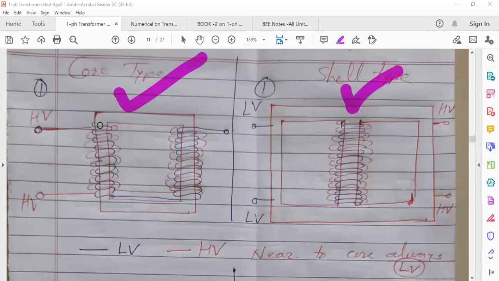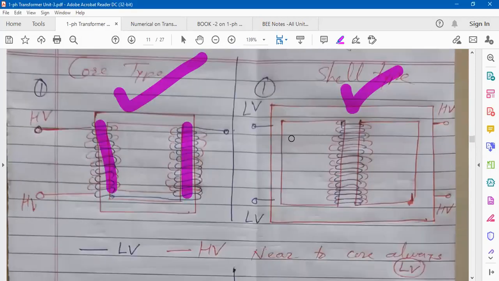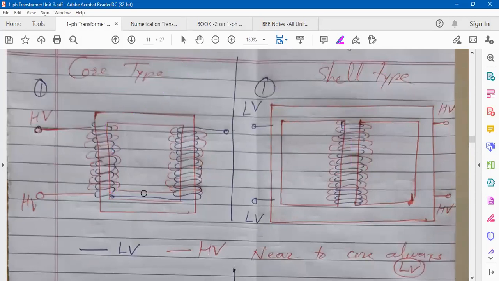In core type, two side limbs are there. In shell type, along with two side limbs, central limb is there. In core type, both the windings LV and HV are wound on two side limbs. Inner one is near to core, initially LV layers, then above it HV, then again above it LV, like this concentric cylindrical type of winding arrangement.